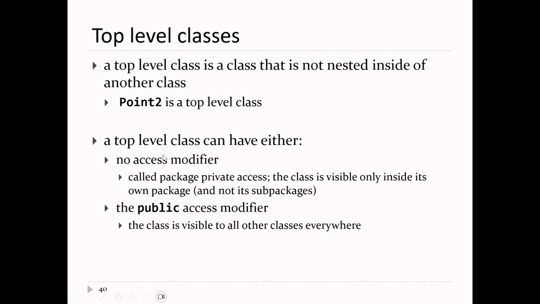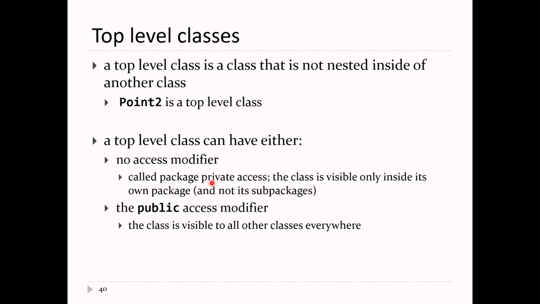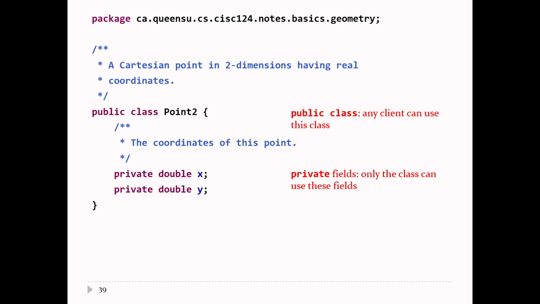You can, however, have no access modifier. If you leave public off, then this class is said to have package private access. Package private means the class is only visible inside the package itself. So if I was to strike public from here, then point2 is only usable inside of that package, and exactly that package. If you make a subpackage of geometry, point2 is still not visible to that subpackage. So package private means visible in this package and only this package.